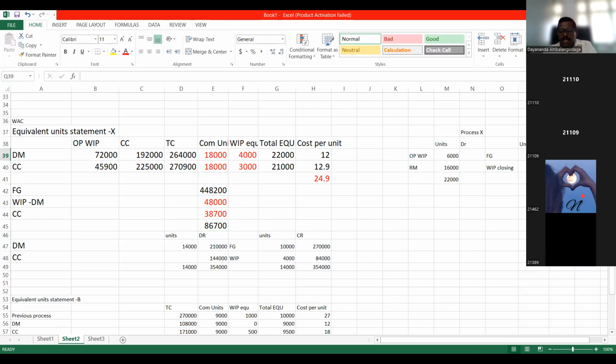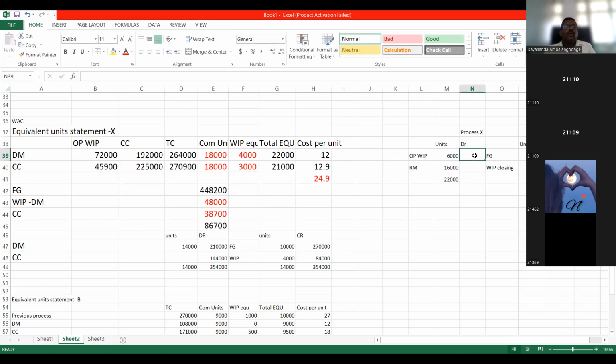So you can put the values here. Now the fundamental question is, what is the value here and what is the value here? We found the values for these. For 18,000 we put 448,200, and here we put the value we got, that is 86,700.